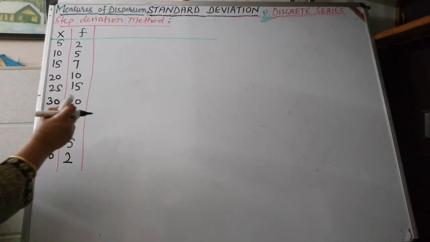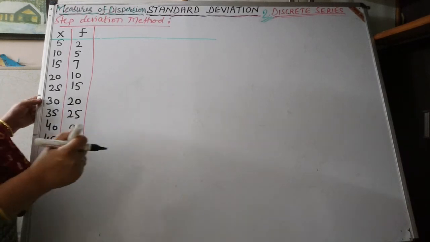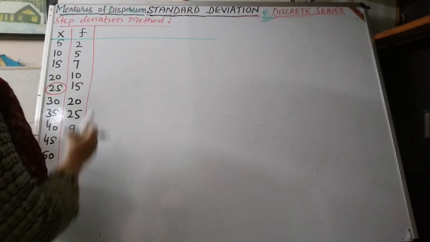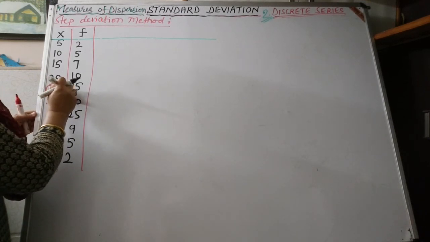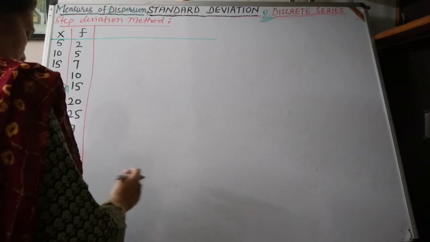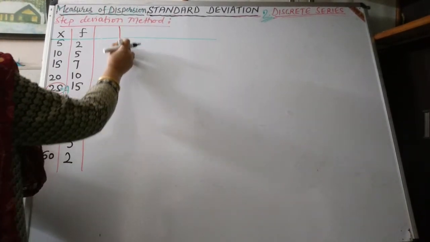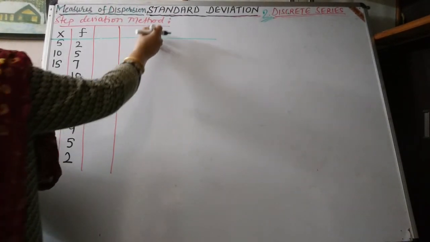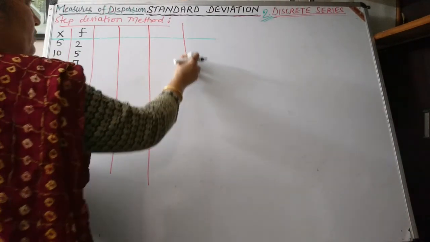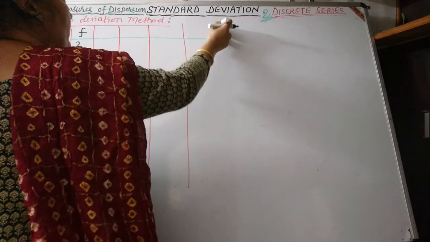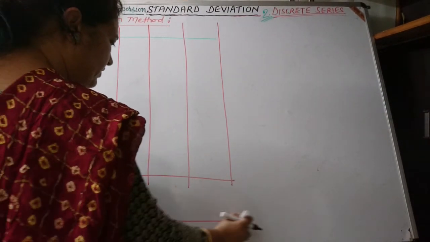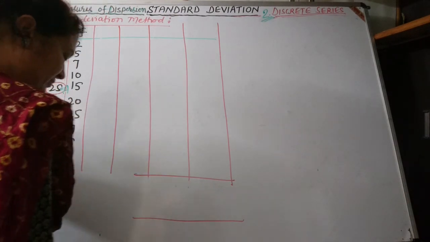So in the step deviation method, there is no need to calculate the arithmetic mean; we just assume a central value, and I have assumed 25 as the assumed mean. Next we will calculate dx, then dx dash, f dx dash, then f dx dash square. All the values we will calculate.